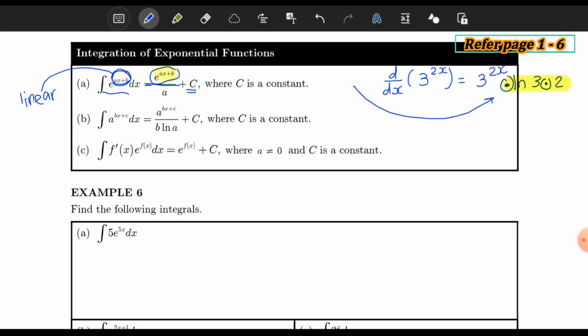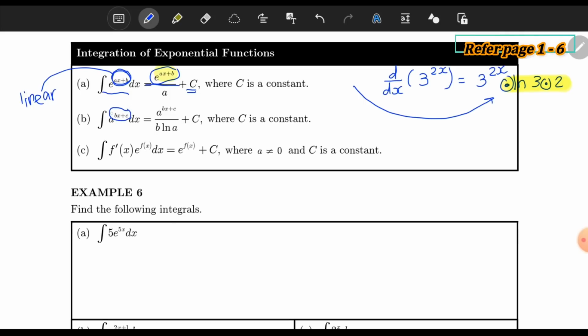So one more time, integrate exponent is copy the exponent, divide by ln base, and also divide by the derivative of the power. Okay, part B, a power of bx plus c.